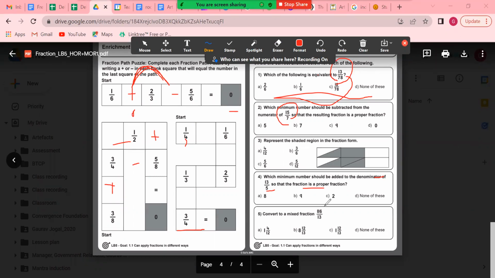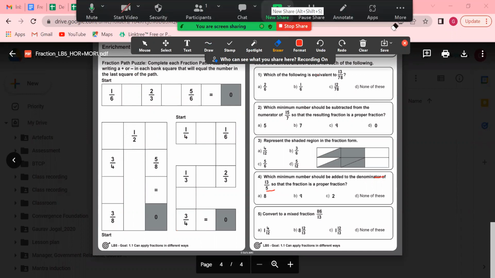Okay. Convert to a mixed fraction. I have to convert to a mixed fraction. This is something we have done. We have to just divide it and see the quotient and remainder. Okay. I went a little quickly in this worksheet because it's an enrichment worksheet. If you have learned the rules of how to do the basic things, this will be easy. This is not something that's going to be asked a lot, but it's quite fun to solve. Okay. Thank you.